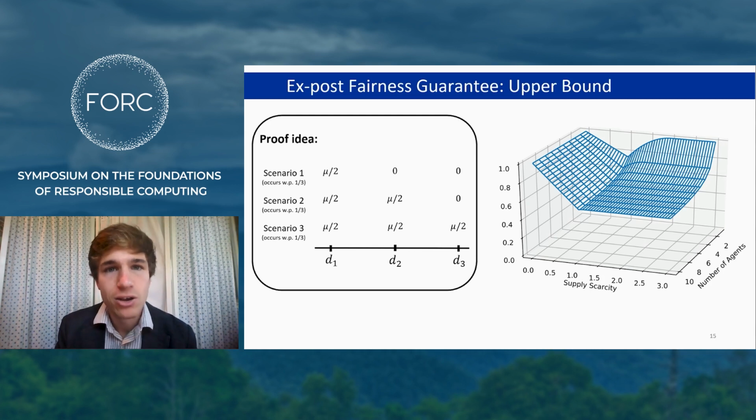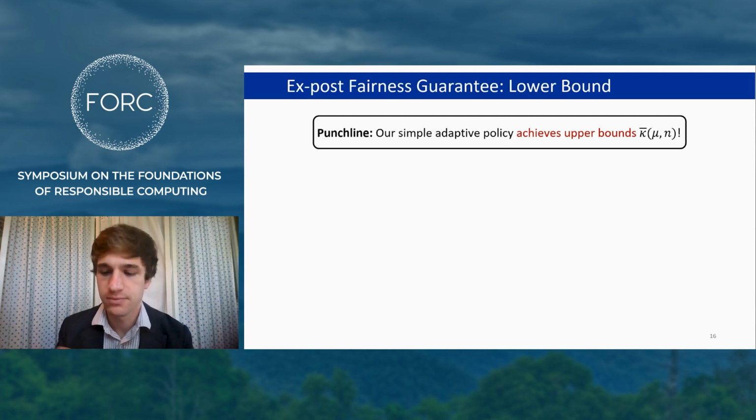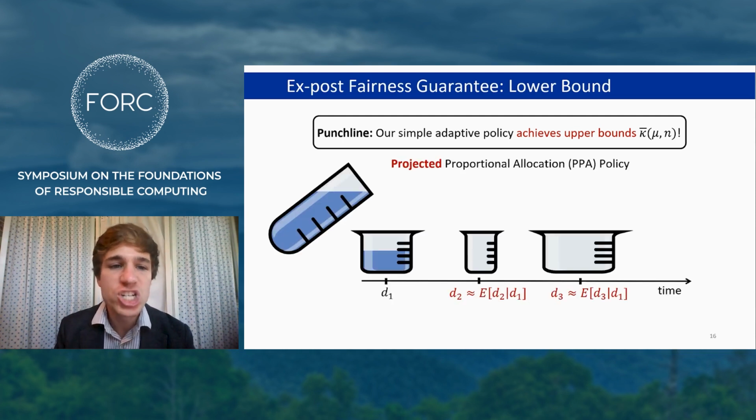Now, luckily, we're able to do exactly that. The main result of our paper is to design a simple and adaptive policy that exactly achieves our upper bounds for any supply scarcity level and for any number of agents. And the policy that does this is what we call our projected proportional allocation policy, or PPA. Now, the way this policy works is fairly intuitive.